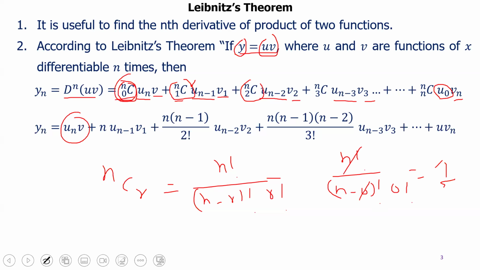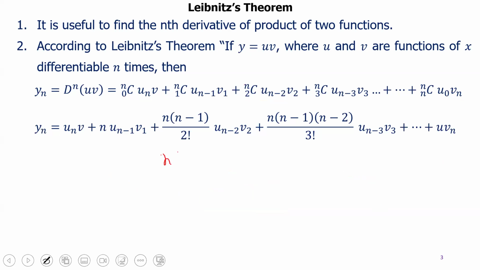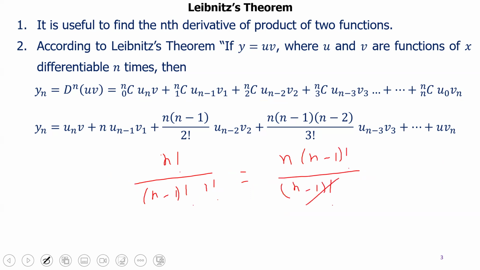Similarly, nC1 is nothing but n factorial divided by (n minus 1) factorial into 1 factorial, which can be written as n into (n minus 1) factorial divided by (n minus 1) factorial. The (n minus 1) factorial will cancel and we have n. So there is an n in the second term.